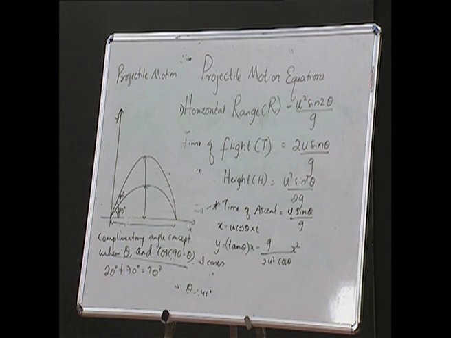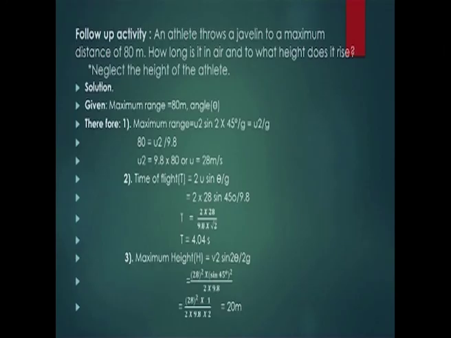Having learned this, now let us try to do one simple numerical. Let us learn how to use these formulas. So, here we have a follow-up activity, a question which we can work out. The question reads: an athlete throws a javelin to a maximum distance of 80 meters. How long is it in the air? That means we are supposed to calculate the time of flight. And to what height does it rise? That means we are supposed to calculate the maximum height, and neglect the height of the athlete.